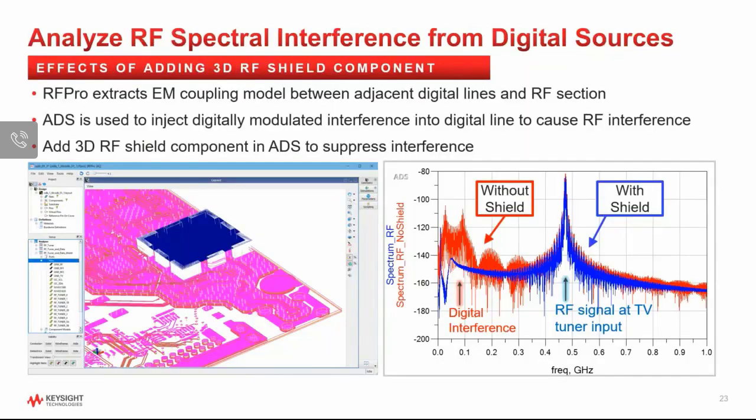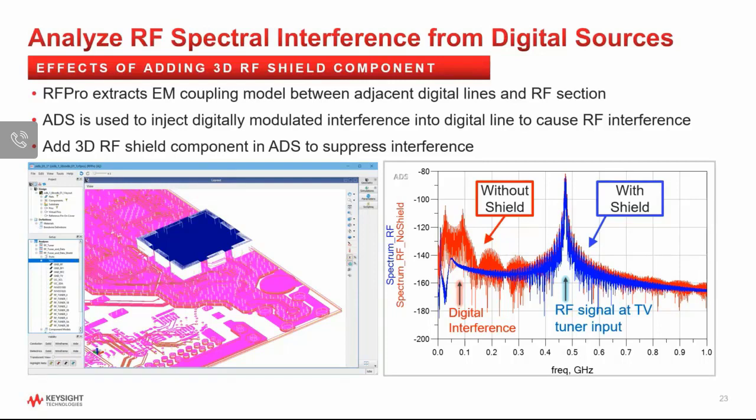The coupling S parameters between the selected digital and RF nets are now brought into ADS for simulation with realistic pseudo-random digital signals to check for possible radiated interference, in red, with the wanted RF signal at the tuner input, in blue. A 3D shield component is imported into ADS to suppress the interference and ensure good TV tuner sensitivity and performance.